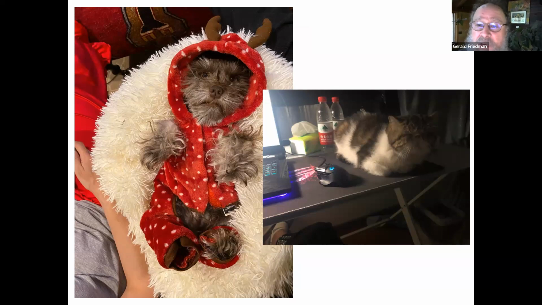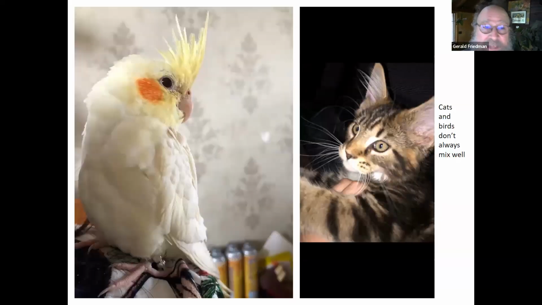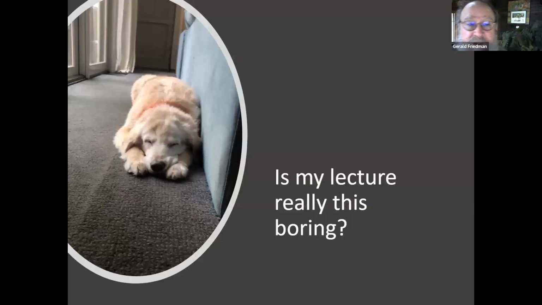So here we have a dog and a cat, and some more cats and birds. They don't always mix well. My wife hasn't shaved my beard yet, so I've got a while to go. I may trim my mustache myself. Maybe I'll get adventurous and trim the beard myself. Over there, you can see my dog, who is in his proper dad's talking time to go to sleep.